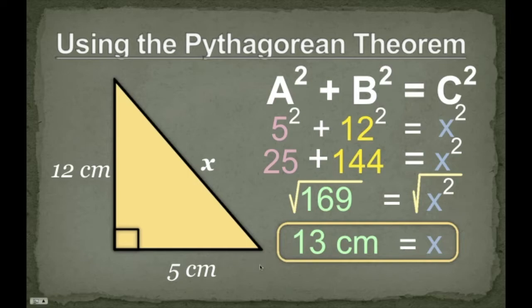And remember what that means. We were looking for the value of x. So if x equals 13 centimeters, that means that the length of our hypotenuse is 13 centimeters. And remember, the hypotenuse is the longest side, so you should make sure that after you do all of your work, your hypotenuse is always longer than either side.